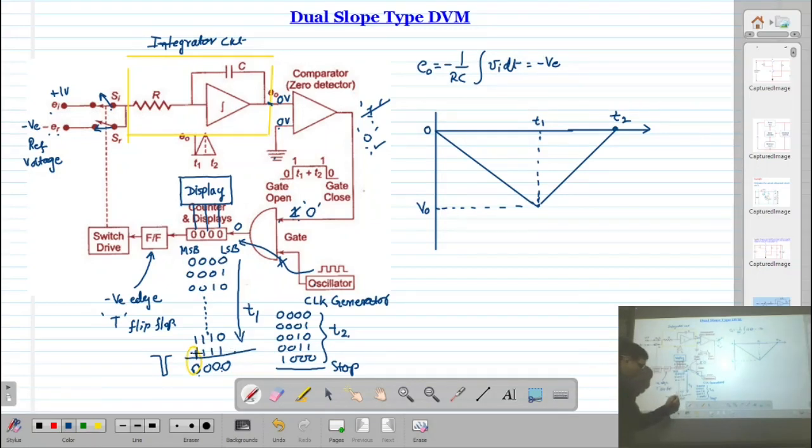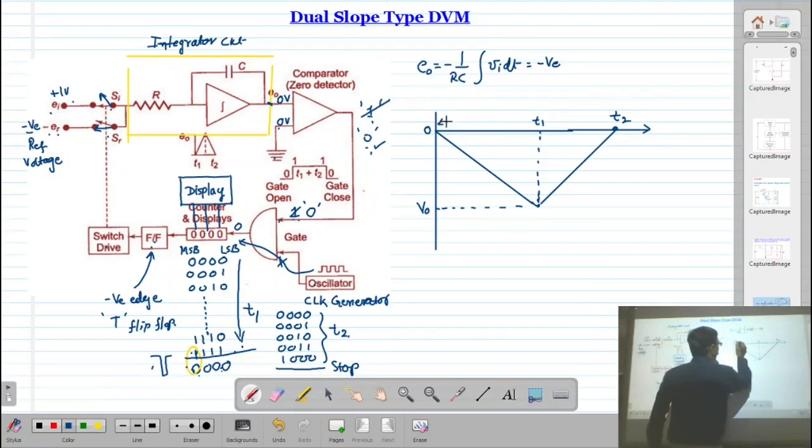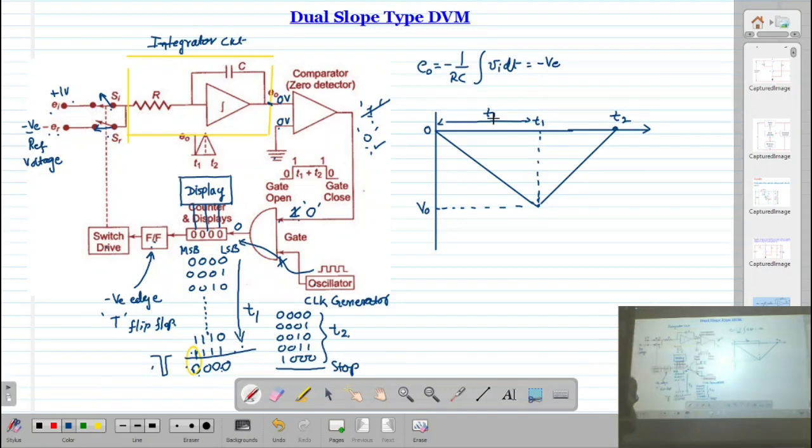And whenever the negative edge is generated, it will toggle the flip-flop. Toggling the flip-flop means the switch is also going to change from SI to SR. So now the input voltage is disconnected and the reference voltage is going to be connected, that is my negative voltage. So here you can say that we have integrated the input voltage up to a time period of T1. That is a fixed time period. What is a fixed time period? How much time is required from the 000 level to the 111 level.